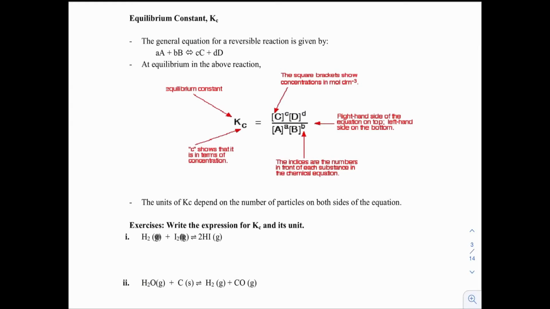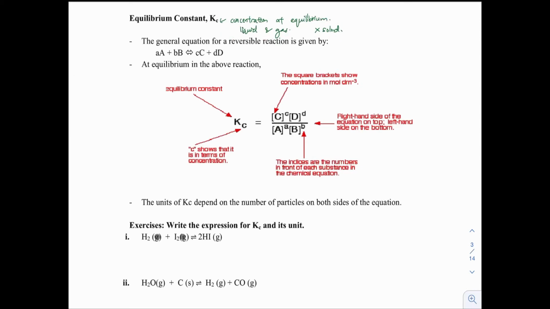Alright, today we are going to talk about equilibrium constant Kc. The C stands for concentration at equilibrium, whereas the K stands for constant. You need to know only liquid and gas can have concentrations, so we are going to ignore all the solids. I'll give you more examples about this later.